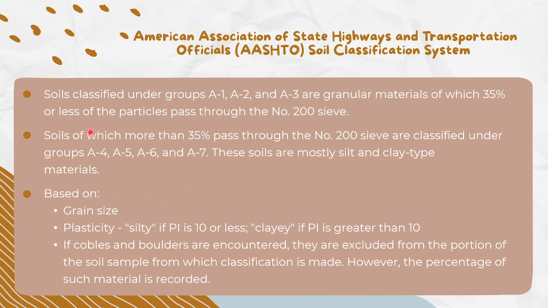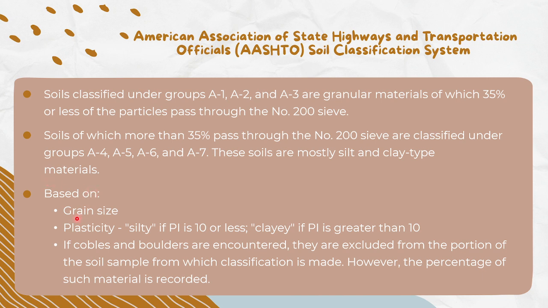So there are certain notes to consider when classifying the soil under the AASHTO classification system. So first, soils classified under groups A1, A2, and A3 are granular materials of which 35% or less of the particles pass through the number 200 sieve. So this is the case where you will use the first table. And the second one, when more than 35% of the total soil sample passes through the number 200 sieve, you will use the second table, and you will classify the soils under A4, A5, A6, or A7. And these soils are mostly clay-type materials.